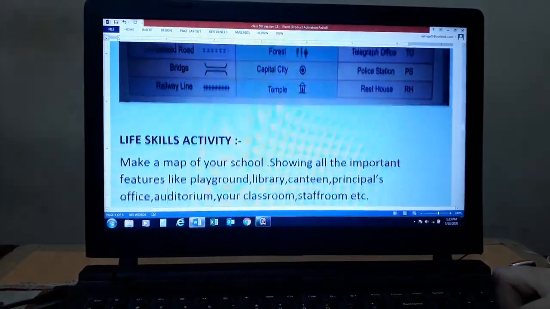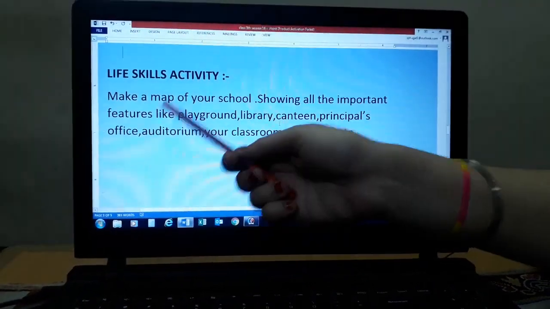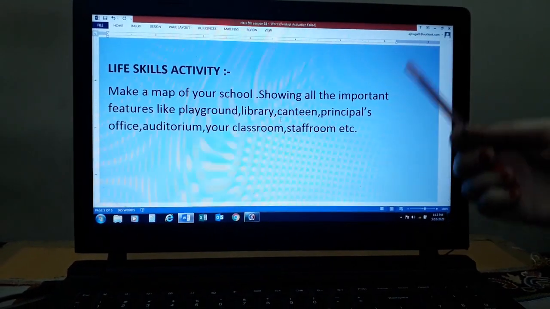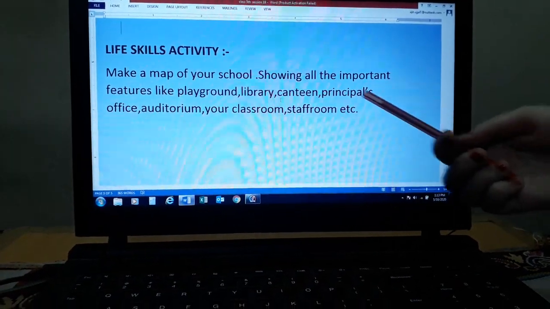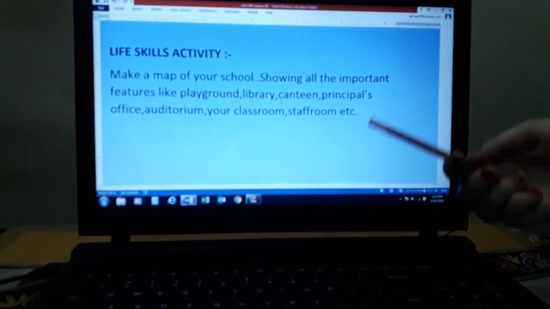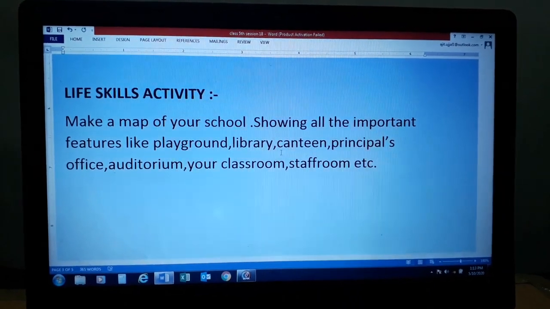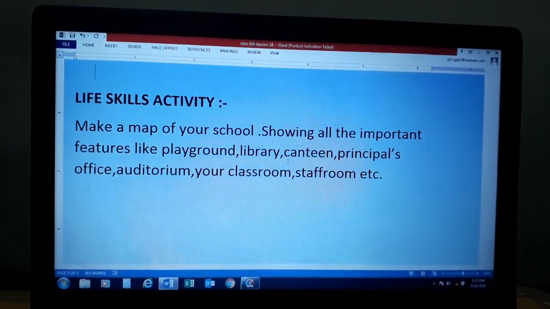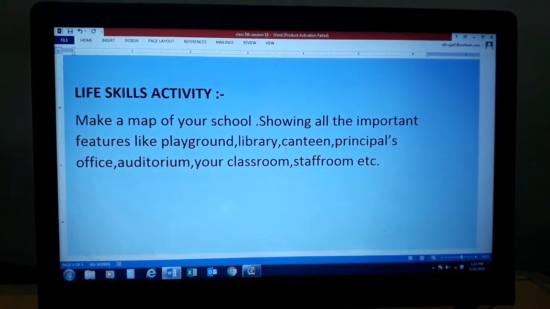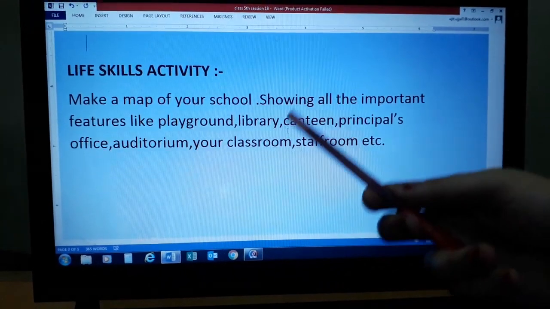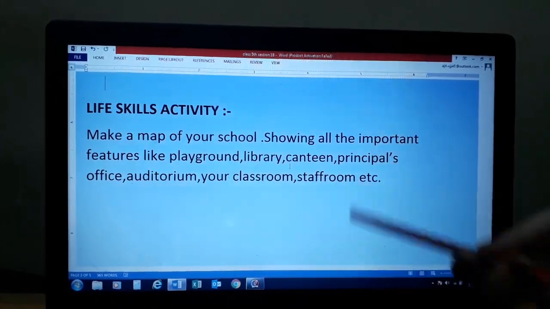Now students, you have one activity, that is life skill activity. Make a map of your school showing all the important features like playground, library, canteen, principal's office, auditorium and your classroom and staff room, etc. In this life skill activity, we learn by doing. You have to make a map of your school, wherein you show the playground, the library, the canteen, principal office, auditorium, classroom, staff room, etc.